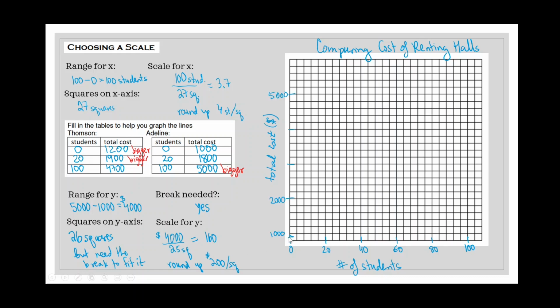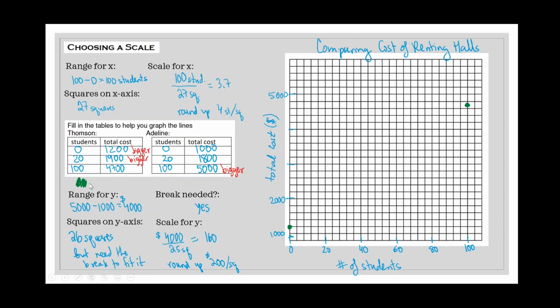And so after the break, this first tick mark after that would be 1,000. And then you're counting by 200. So 200, 400, 600, 800. And then this is 1,000 on top of the original 1,000. So that's 2,000. That's 3,000, 4,000, 5,000.